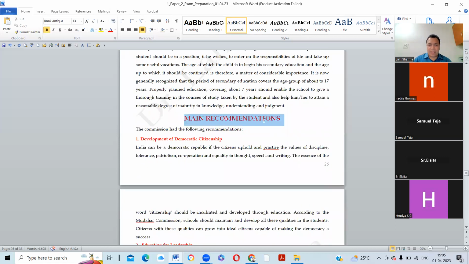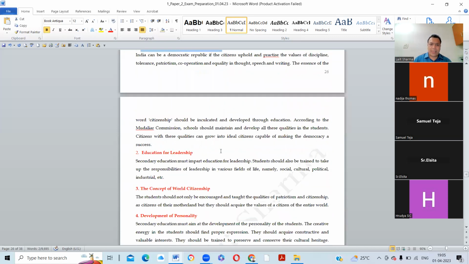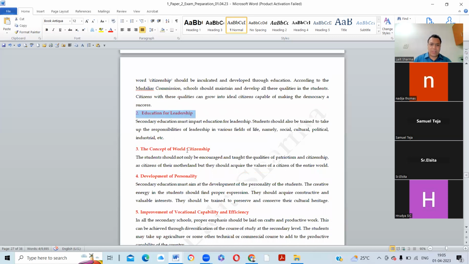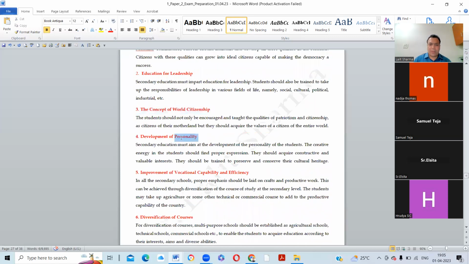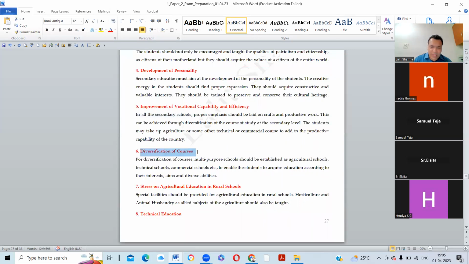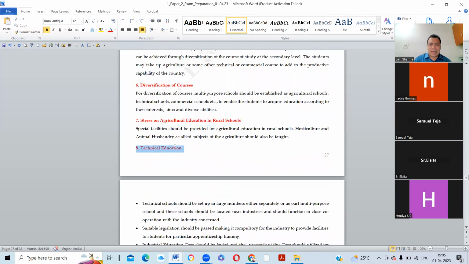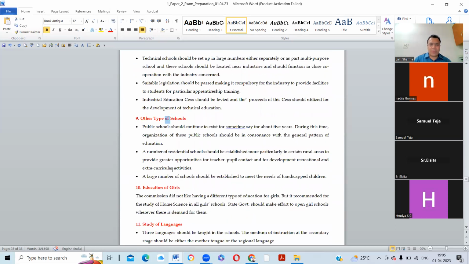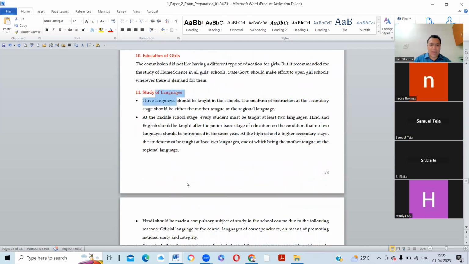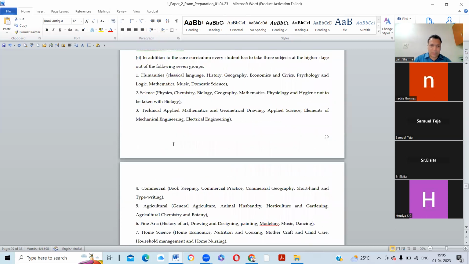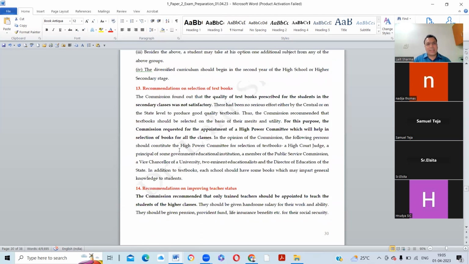Then these are the main recommendations by the Secondary Education Commission or Mudaliar Commission. Look: development of democratic citizenship, education for leadership, concept of world citizenship, development of personality, vocational capability and efficiency, diversification of the courses, stress on agriculture education, rural schools, technical education, other types of schools, education for girls, study of language. So all these points, guys, under the Secondary Education Commission, Mudaliar Commission, you have to learn, right?